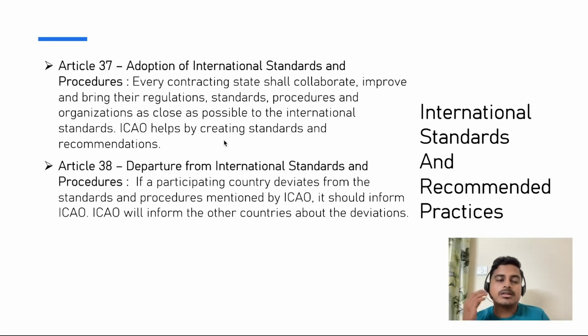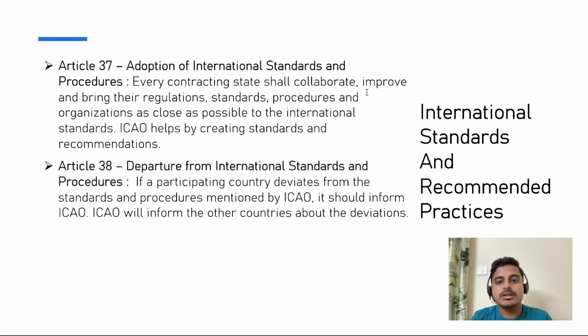Now, there can be several reasons why a country might deviate from the international standards and procedures, right? The first one could be that it is very difficult for that country to follow that standard, procedure or rule, right? In that case, the country has to inform ICAO. And in the second one, the country might want to do things differently from that mentioned in the standards, right?